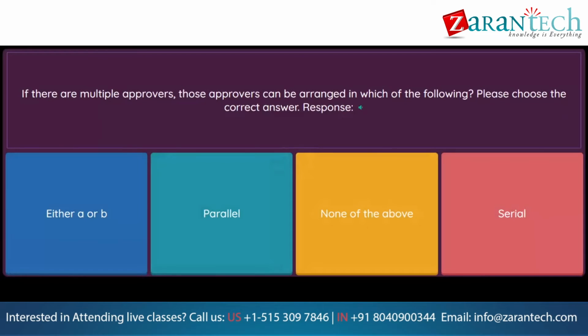Question: If there are multiple approvers, those approvers can be arranged in which of the following? Please choose the correct answer. Response: Option 1. Either A or B. Option 2. Parallel. Option 3. None of the above. Option 4. Serial.